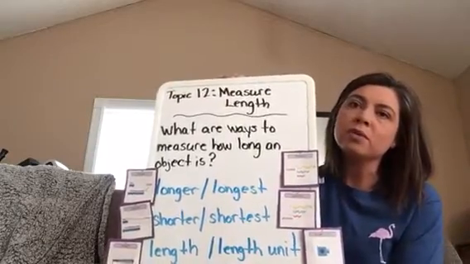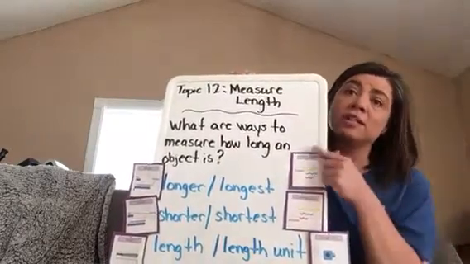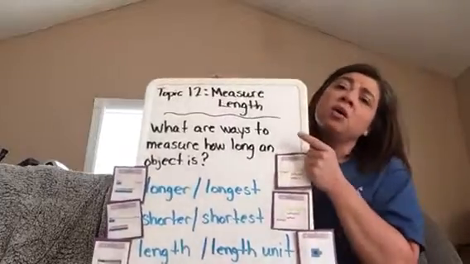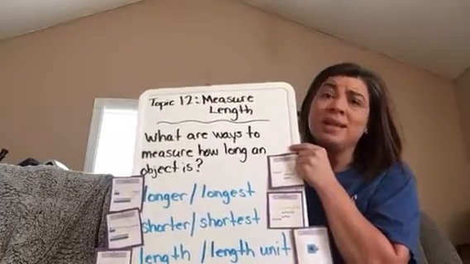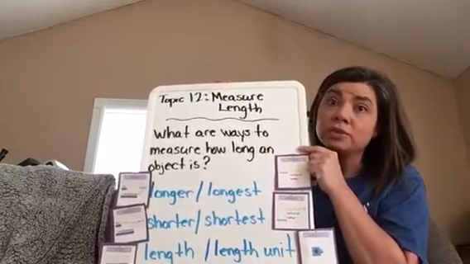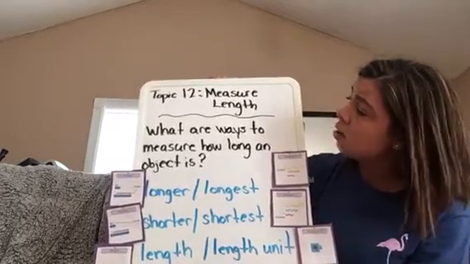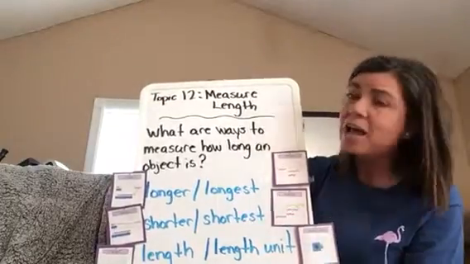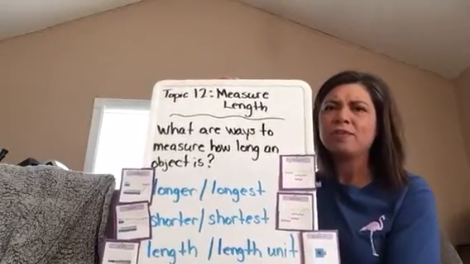Okay, so we're going to look at some of our words, but first let's take a look at our essential question. Now, we may not know the answer to this essential question right now, but by the time we get finished with this topic, we should know the answer to it. So let's see what the question is. It says, what are ways to measure how long an object is? So think about that for a minute.